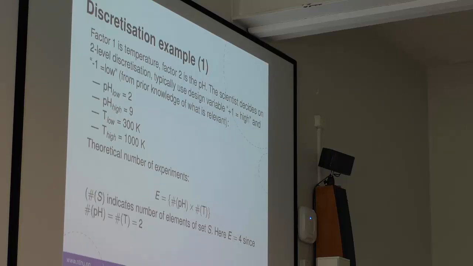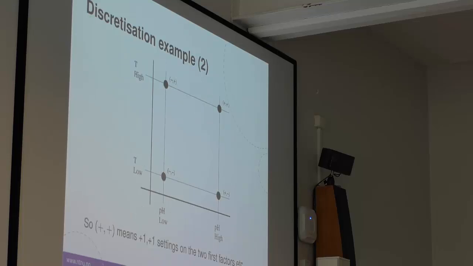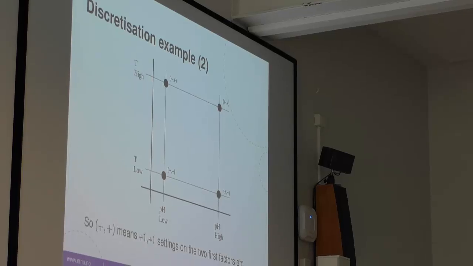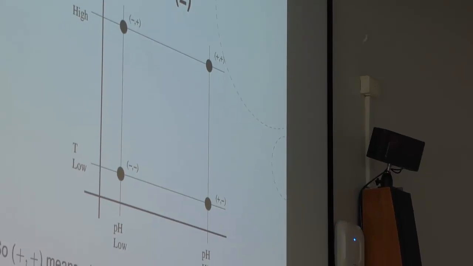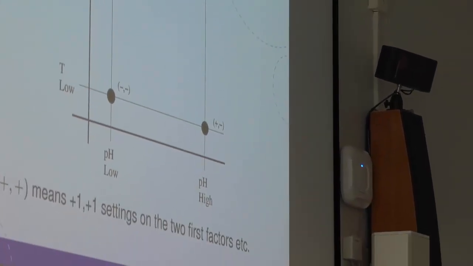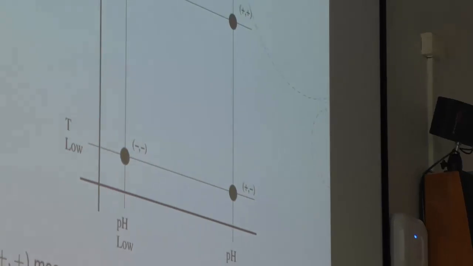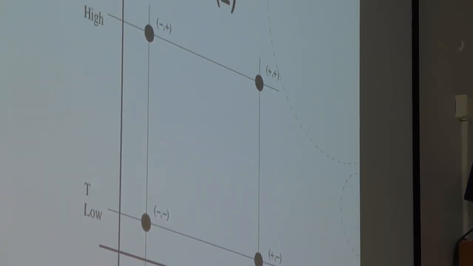So in theory, you can only have four experiments here. So that's the world, the experimental world, and this is how we can visualize it as points in a so-called experimental space. Each of the axes here corresponds to a factor that can be controlled, and each point in this space corresponds to a single experiment.